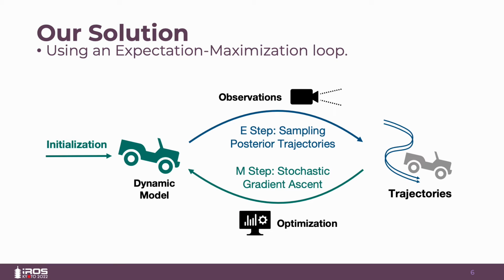Instead of solving either task independently, we apply the expectation maximization algorithm and put the two tasks in an iterative loop, in which we will start from an inaccurate dynamic model and alternate between two steps. In the E step above, we combine the current dynamic model and the observations to estimate new state trajectories using posterior sampling techniques. And in the M step below, we update our dynamic model to be more consistent with the sample trajectories using stochastic gradient ascent.